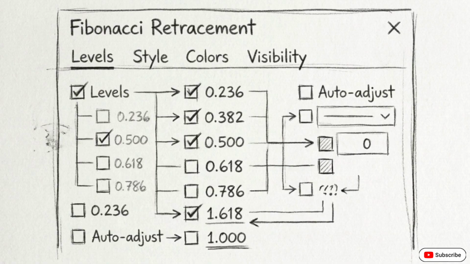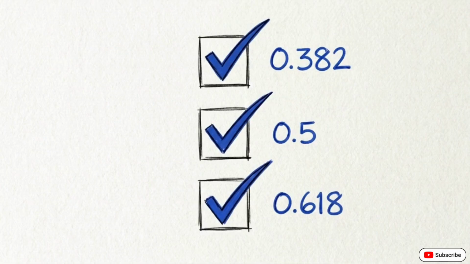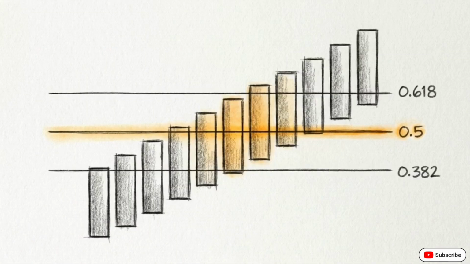This is the standard Fibonacci settings menu, and step 1 is turning off the noise. Uncheck every box except 0.382, 0.5, and 0.618, and turn the background opacity completely off. Instead of confusing zones, you now have 3 distinct, actionable lines to guide your decisions.